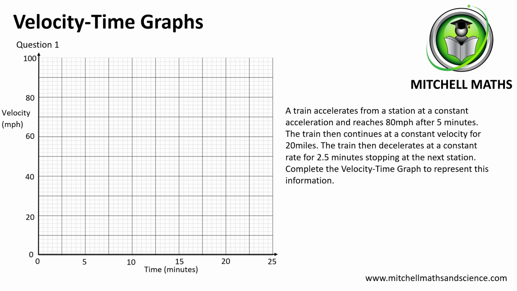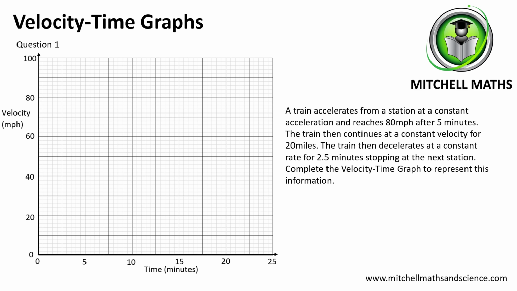The first type is how to draw a velocity time graph when given some information. The second type of question is how to calculate the distance travelled by calculating the area under the graph. The third, we'll have a look at drawing tangents to calculate the instantaneous velocity. And the fourth type of question will be problem solving when you've got missing values on the axes.